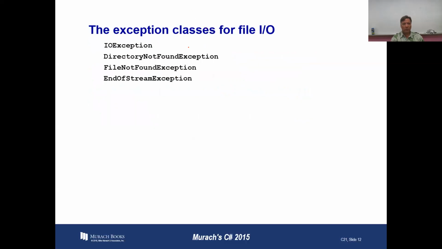So there are exception classes for file I/O. When something goes wrong, there's an I/O exception, where you are not able to access the file, or maybe the disk is broken or something. Directory not found, file not found. And this is like when your program wants to read another record or another line of text from the file, and it reaches the end of the file, so it's unable to read another line of text. That's an exception. End of stream exception.